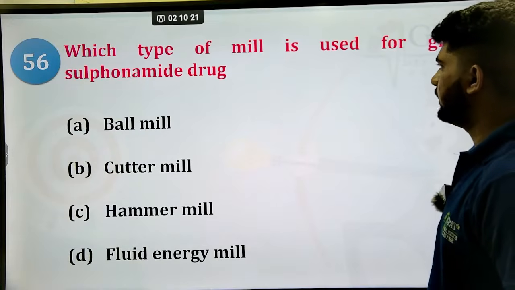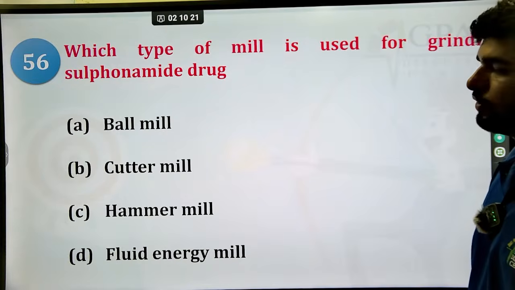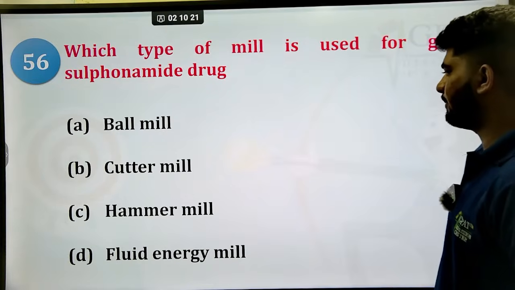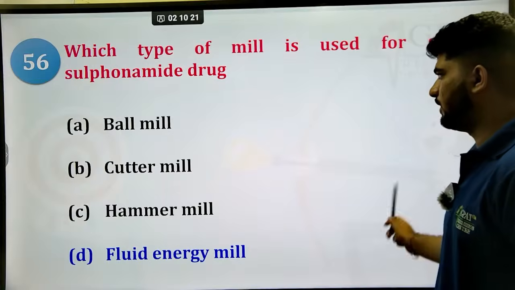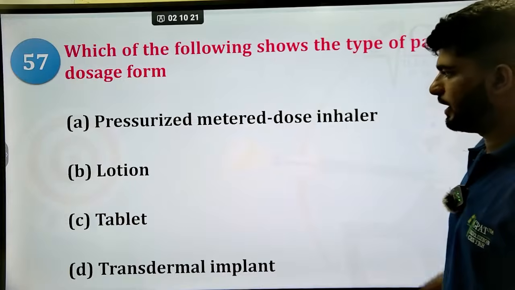Simple, right? Which type of mill is useful for grinding of sulfonamide drug? Okay, sulfonamide drug, guys. Ball mill, cutter mill, hammer mill, or fluid energy mill? That is your fluid energy mill. Okay, sulfonamides, vitamin and antibiotic. That's your fluid energy mill.